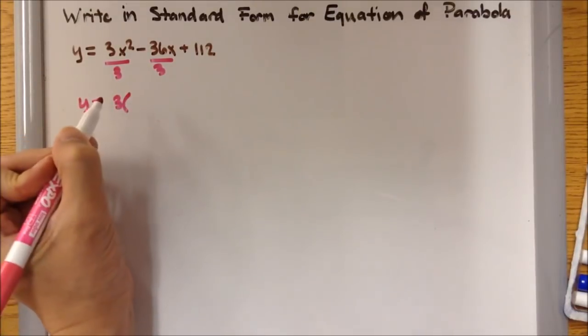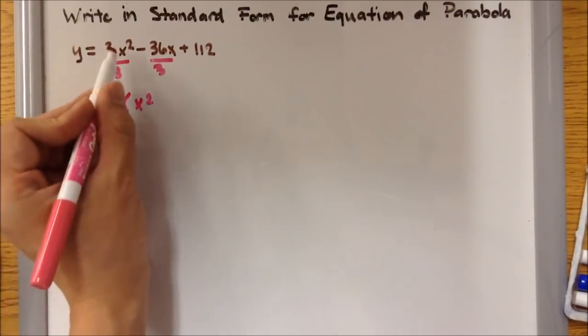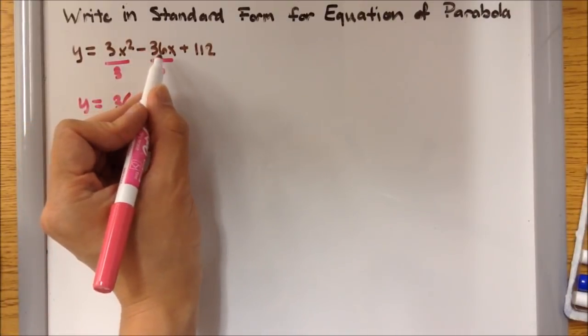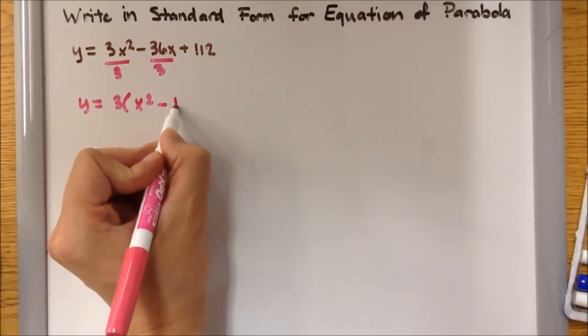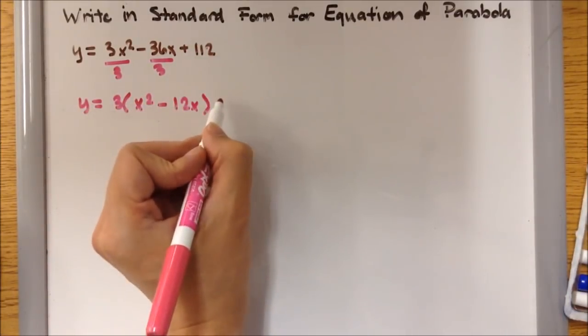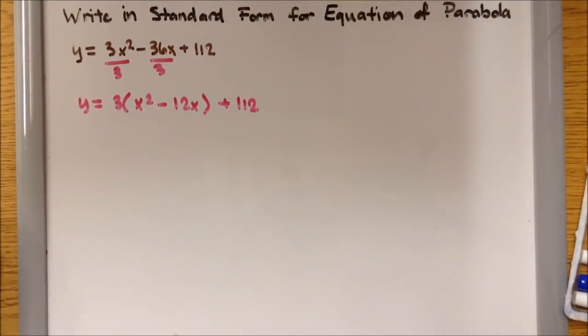So it's going to be 3 in front of the parenthesis, and then x squared, which came from 3x squared divided by 3, and then negative 36x divided by 3 will be minus 12x, close parenthesis, and then plus 1/12. Alright?